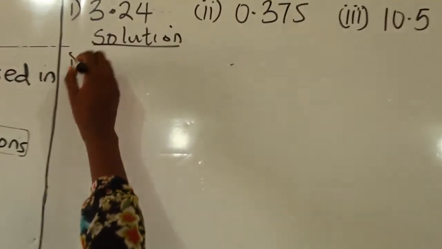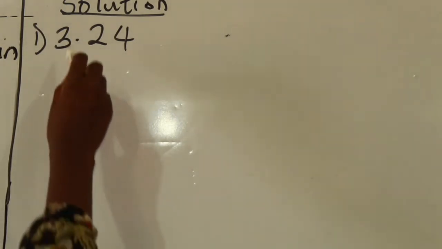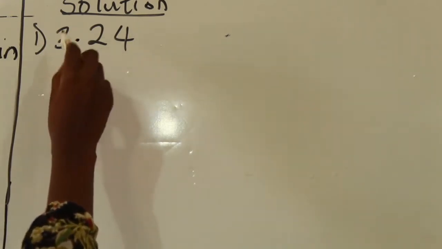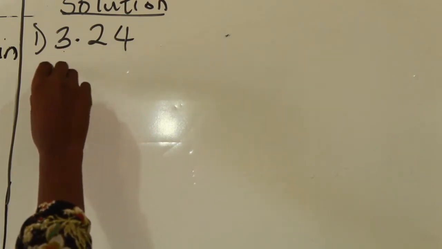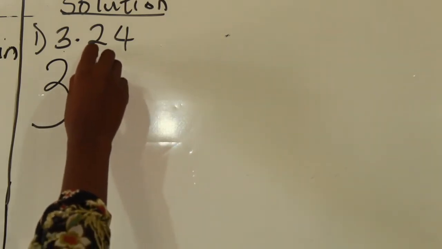Alright. Question number 1 that we'll be expressing as a fraction is 3.24. Now, we will apply our place value to express this as a fraction. Remember that when I was explaining place value, I mentioned that the number immediately to the left of the decimal point is a whole number. So this 3 is 3 wholes. And the numbers after the decimal point, to the right, are decimal fractions.